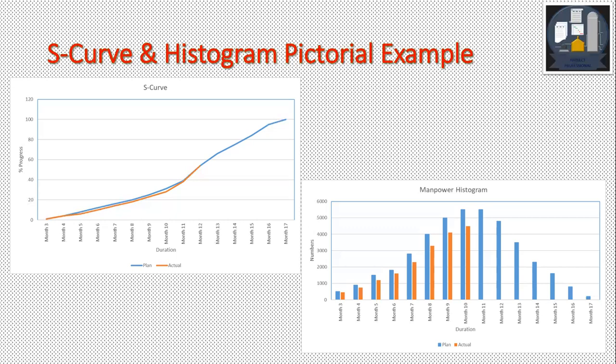Similarly, for the man-hour histogram, the y-axis is the man hours, and the x-axis is the timeline in months. The blue bar gives the plan, and the orange bar gives the actual.